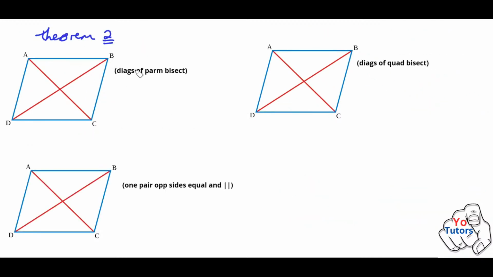Okay, now let's look at theorem 2. Theorem 2 is saying diagonals of a parallelogram bisect. So when we are given that the shape is a parallelogram, then we can safely say the diagonals bisect.